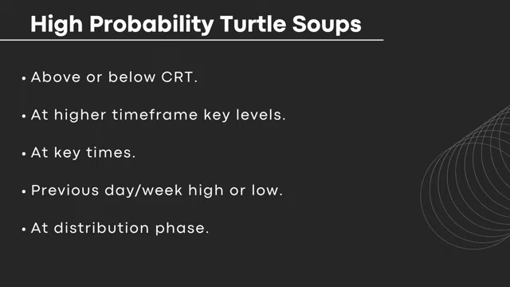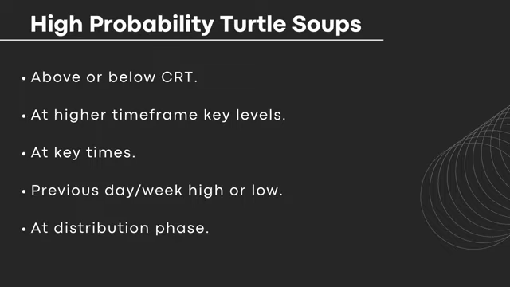Now, another important point is that high probability turtle soup occurs at previous week's or previous day's high and low, right? You could also use previous sessions' highs and lows as well, right? But these are the dynamic swing points that are time derived, right? Now, another important point is that turtle soup occurs at the distribution phase of the markets, right?